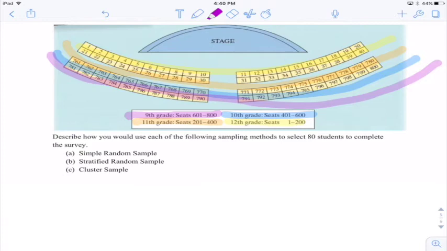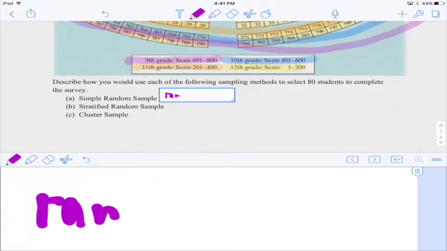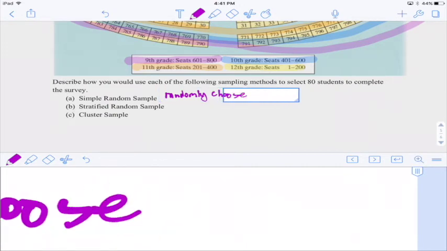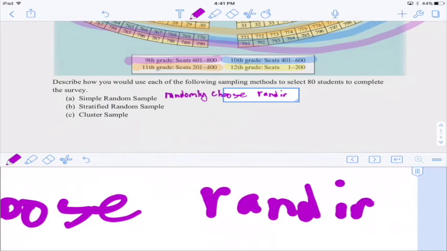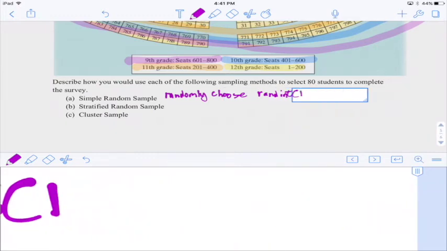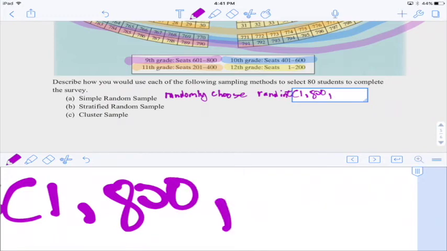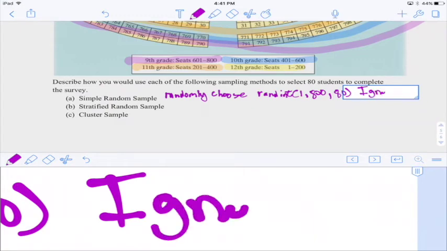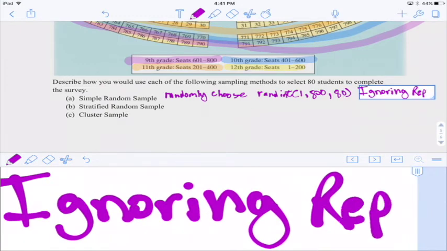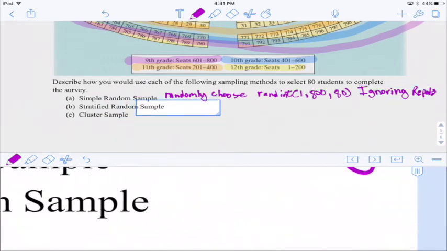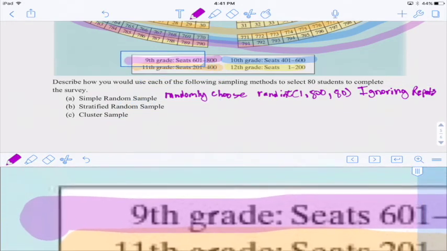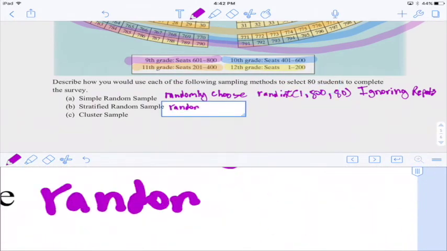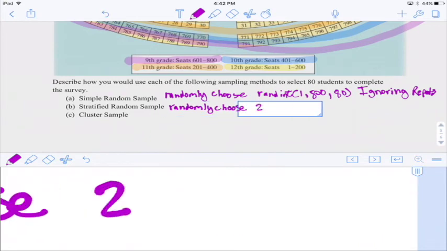So if we wanted to do a simple random sample, we would randomly choose numbers from 1 to 800, so we would use our randInt for integers from 1 to 800, and we would pick 80 of them. Don't forget to say ignoring repeats. The stratified random sample is going to be easy in this situation because we already have our 4 strata. To get a sample of 80, randomly choose 20 from each grade level.